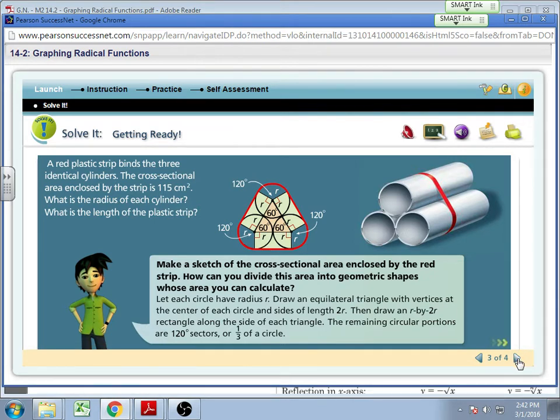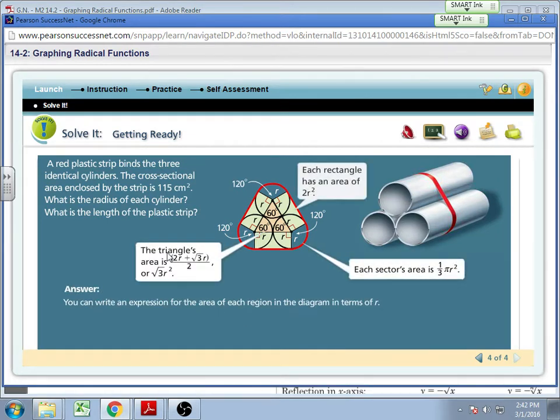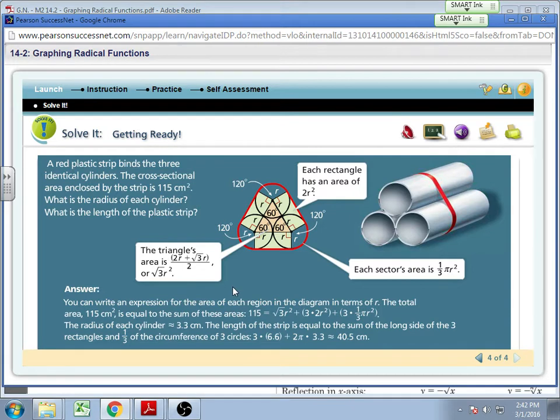So if I analyze the formulas for each section of that area, we see here that the triangle, since we know the area is 1/2 base times height, we have the base of the area times the height of the area, and we could work out the math to look at how we got that there. We can say that each rectangle is going to be 2r squared, and each sector will be 1/3 pi r squared, or all three sectors combined would just be pi r squared. And we can then work the math to find out that our radius is approximately 3.3 centimeters in this situation.